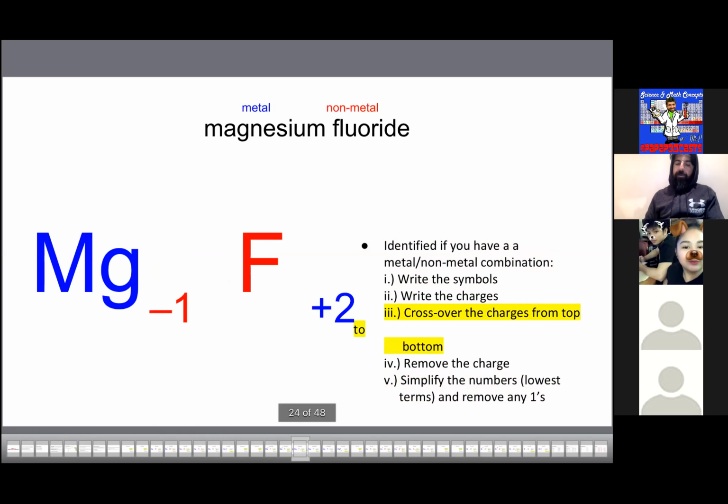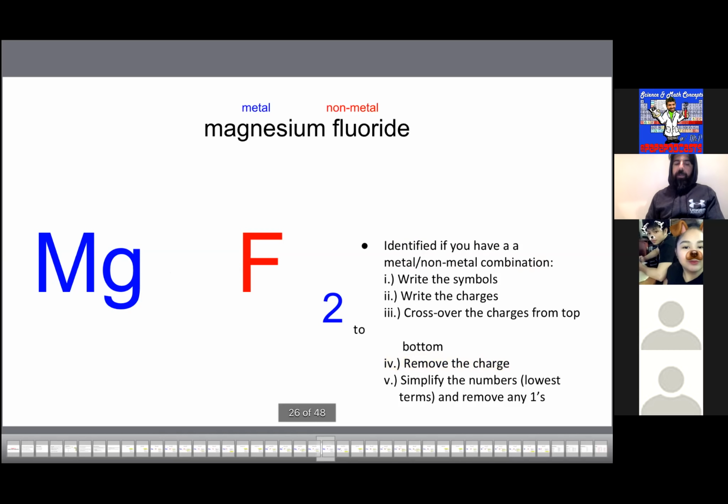Okay, remove the charge, simplify. Because there is a 1 already there, because we have this 1, there's nothing to simplify. So that's a hint that if you have 1s, you don't need to simplify. And then the only thing is remove that 1.